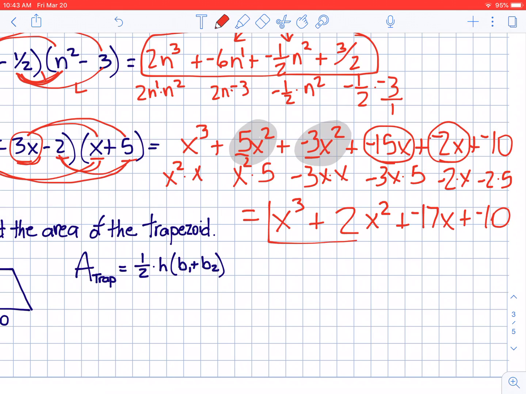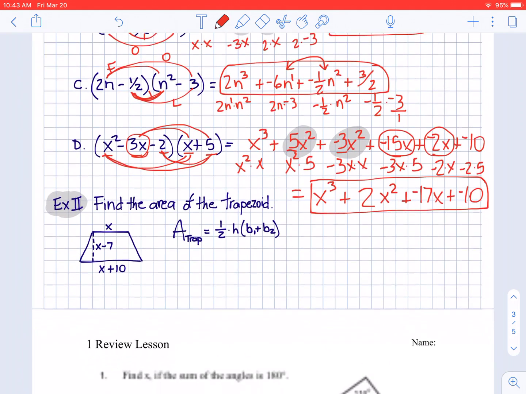All right, there is your answer, and you can see how easy it is to make a mistake in the middle of it. So that's why you need to make sure you show your work, kind of look back over your answer to make sure things make sense.